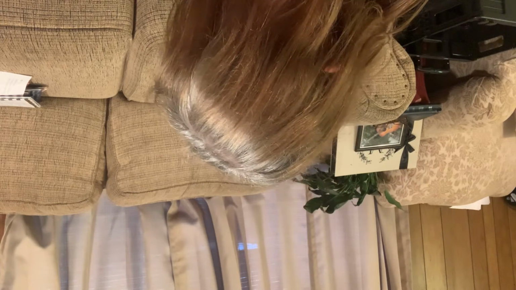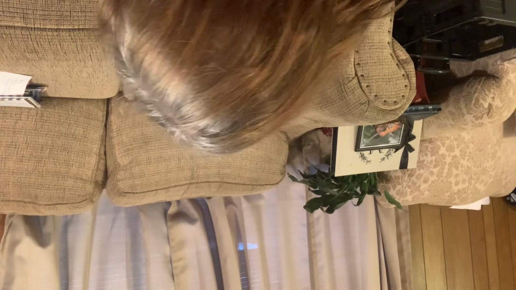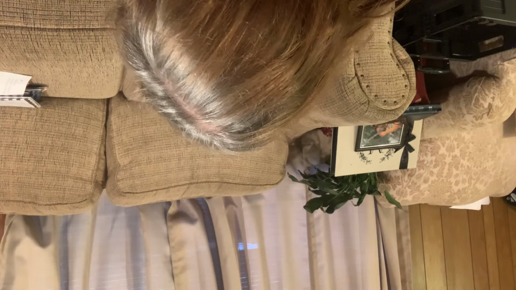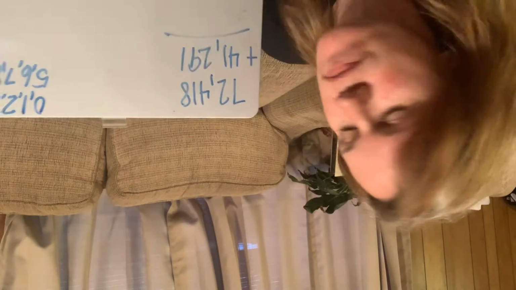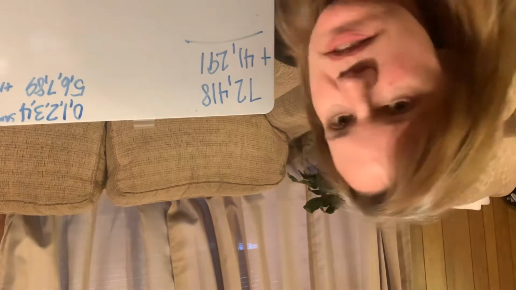All right, so hopefully you got the right answer on that. Let's look at it. We have 72,418, and we're adding it to 41,291. All right, and again, remember, we are rounding these to the thousands place. All right, so let's go ahead and see if we got this first one estimated right. What'd you get for the first one? 73,000? All right, well, let's see.